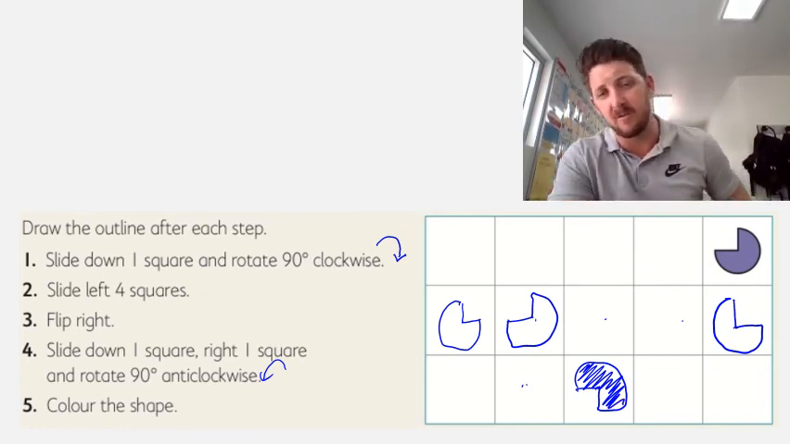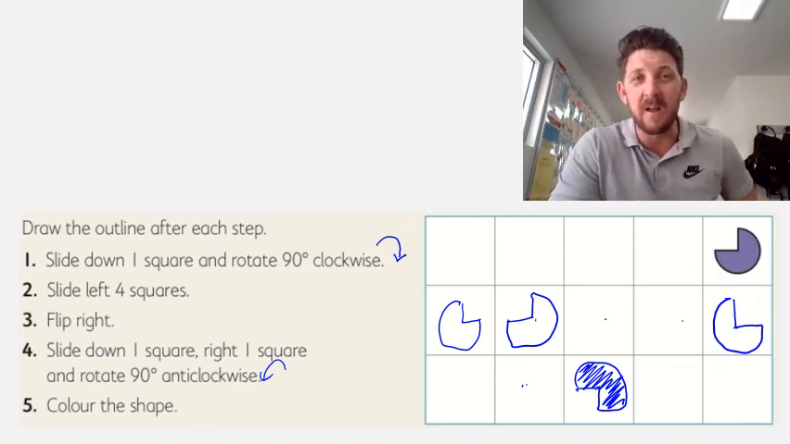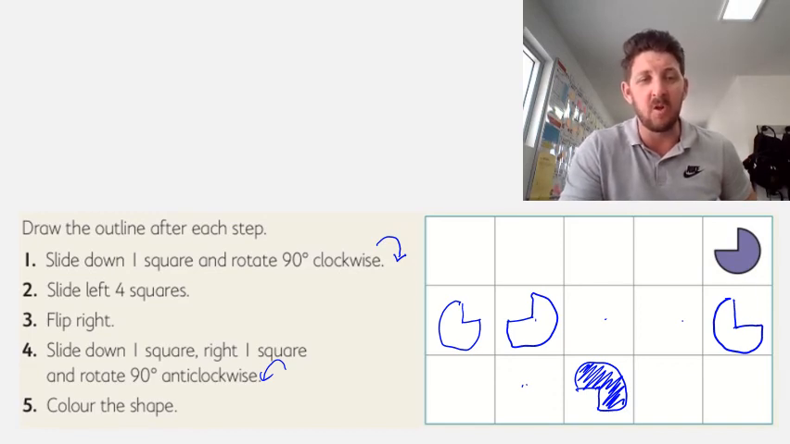Please write down success criteria. The main things that you need to remember is what is reflecting, translating, and rotating. Any other little keys that you can give to make sure that you know how to do it, like clockwise and anti-clockwise, and how to remember 90 degrees, 180 degrees, or 270 degrees. Please have that ready for the next maths lesson.